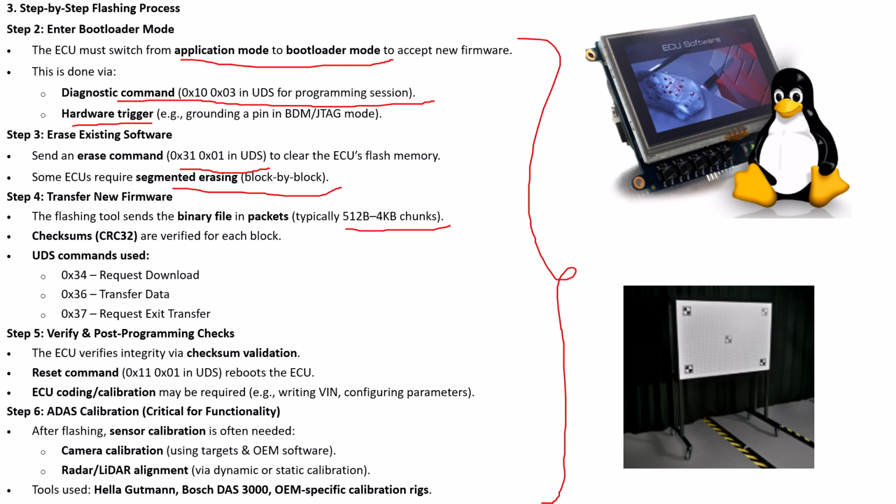And next comes the actual downloading. 0x34 requests the download, 0x36 is the actual transfer data, and 0x37 requests the exit transfer. Okay, once this 0x36 process is completed, then you use the command 0x37. This is the command through which you request the exit transfer.